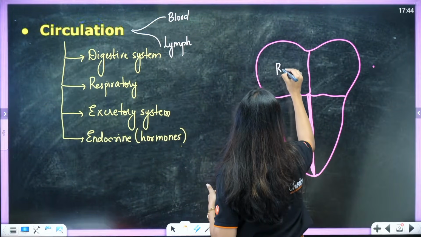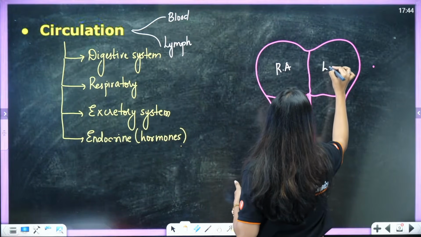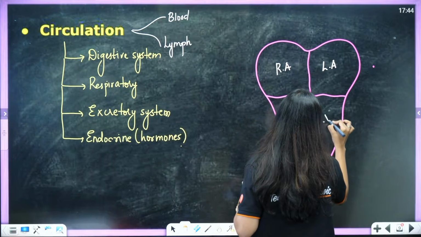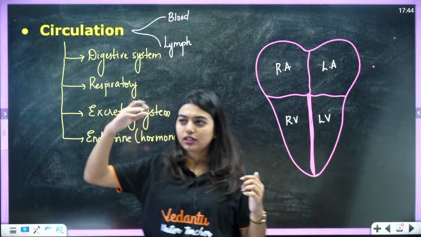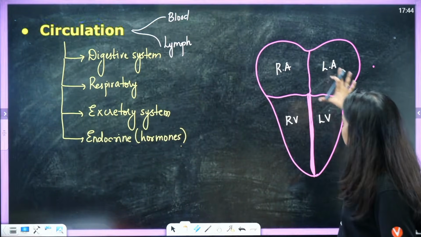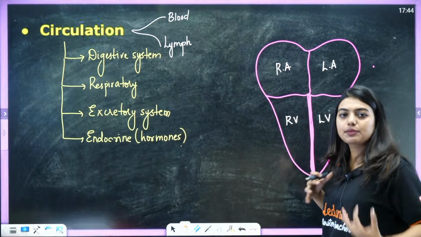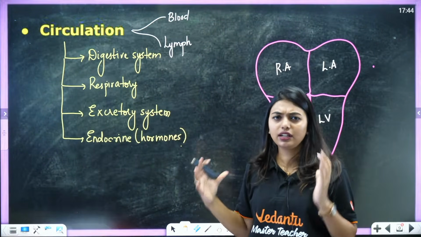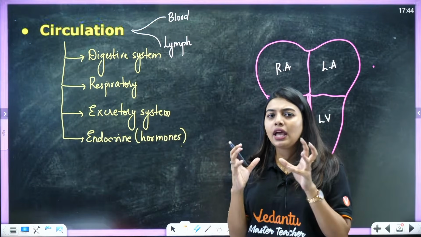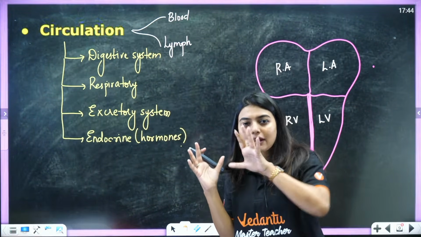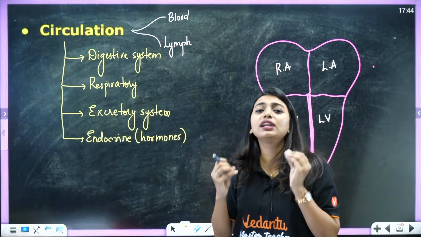So this will be my right auricle, this will be my left auricle, this will be my right ventricle and this will be my left ventricle, right? If it's on your right, towards the left, you should write it the opposite way. Now students, these are the 4 chambers present in my heart: right auricle, left auricle, right ventricle, left ventricle. Now, to divide these, to split right auricle and left auricle, what is there?